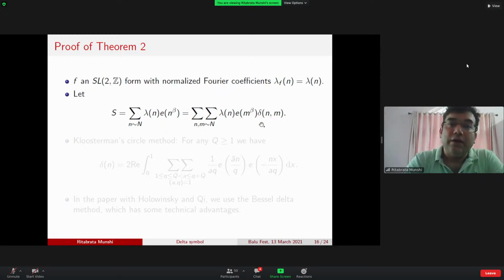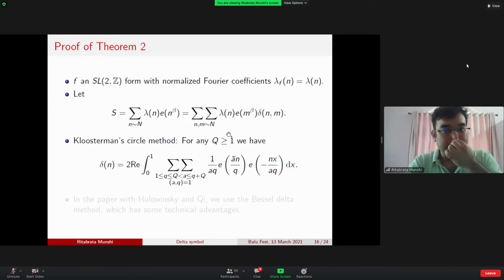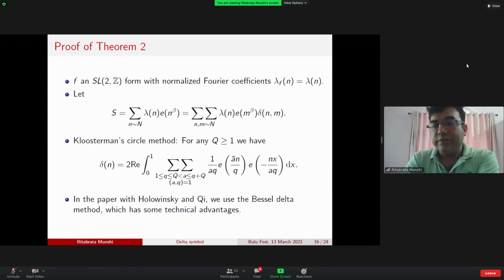Okay. So again, we use the delta symbol to separate n from m, the oscillation of the Fourier coefficient, and e(m to the power beta). And now in the sketch, I'm going to use the Kloosterman version of the circle method. In the paper with Roman and G, we use the Bessel delta method that they had already used in their previous paper, because that gives you something.